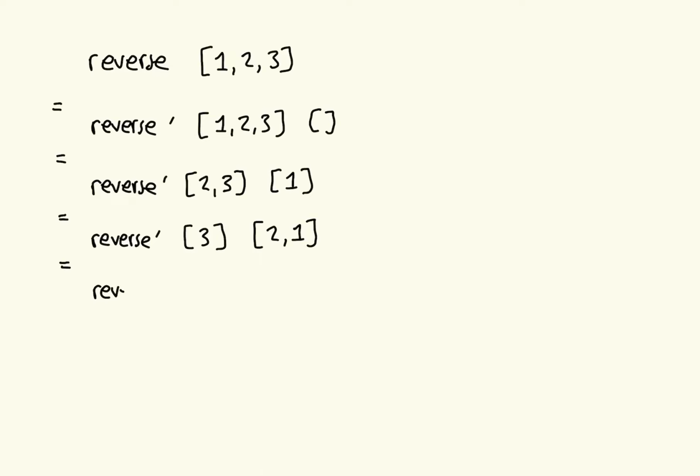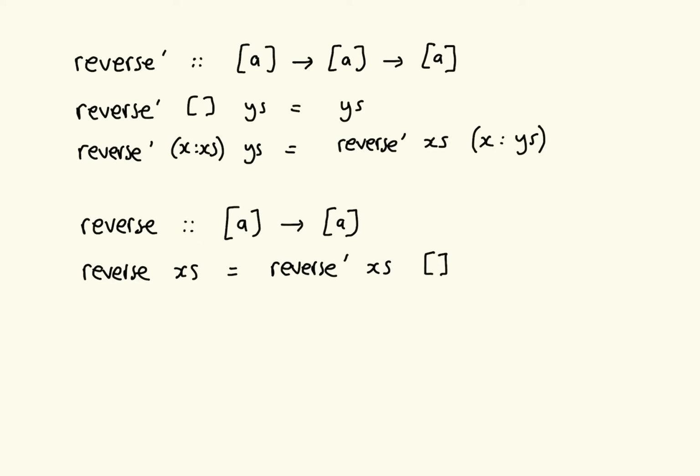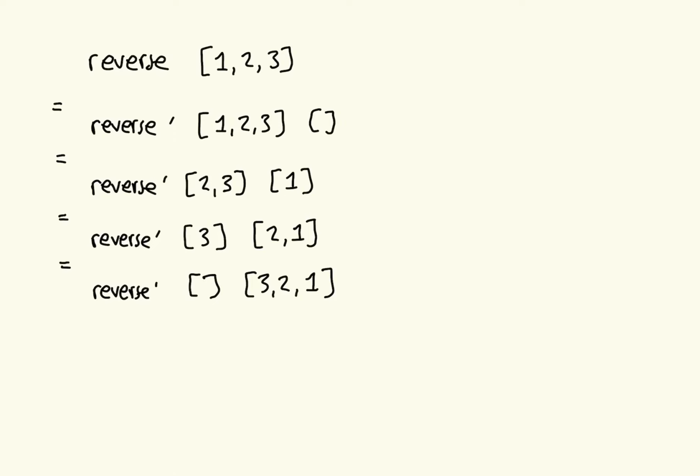So we reverse prime, we get the empty list here, and we put the first thing on the start of that list. Now we have reached the point where the base case applies, because we have the empty list here. In the base case, when you have the empty list, all you do is copy across the second list, and then you are done. So here we copy across the second list, which is 3, 2, 1, and then we are done.